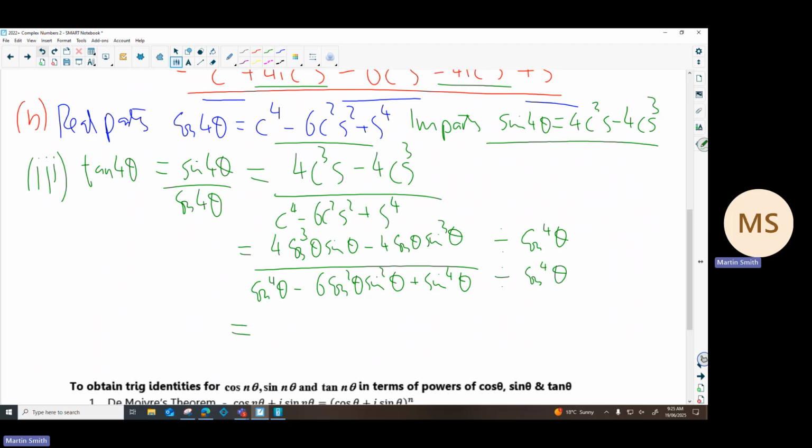Now, if you look at each term on the top, 4 cos cubed sine divided by cos to the 4, the cos cubes cancel out. You get 4 sine over cos, which is 4 tan theta, minus 4 cos sine cubed divided by cos to the 4. Cos cancels out on the top and the bottom. Sine cubed over cos cubed gives me tan cubed. So that is 4 tan cubed theta. And we do the same on the bottom. Cos to the 4 divided by cos to the 4 is just 1.